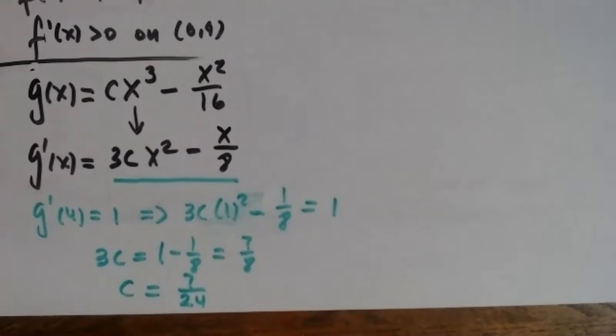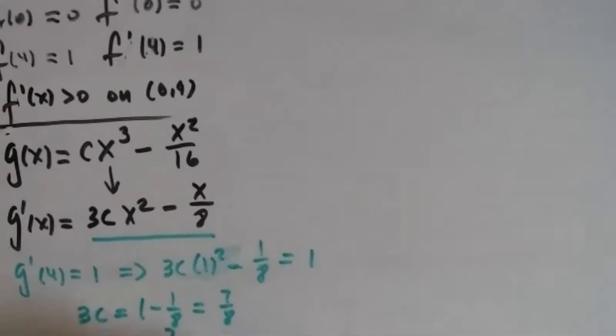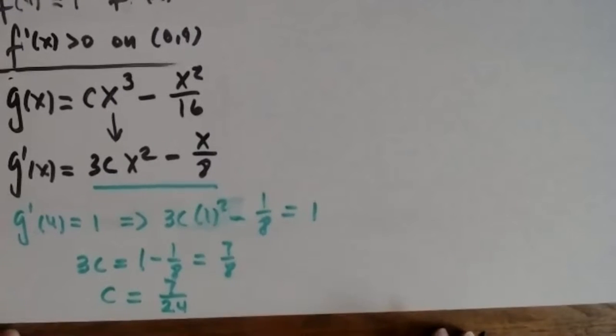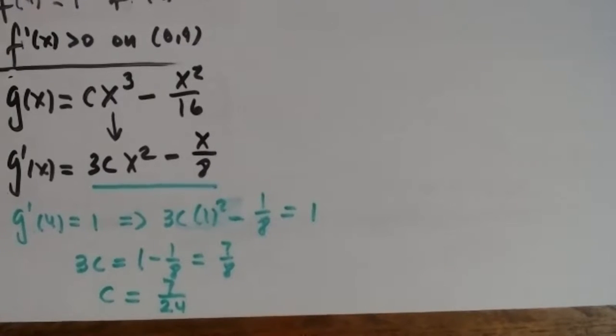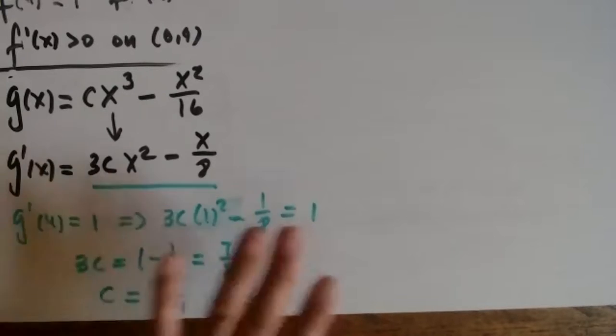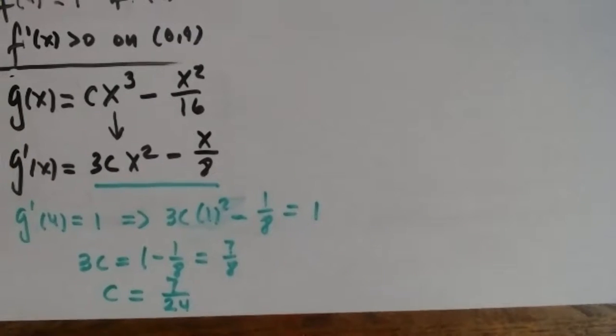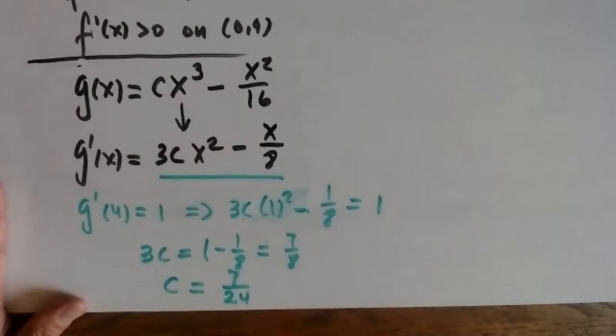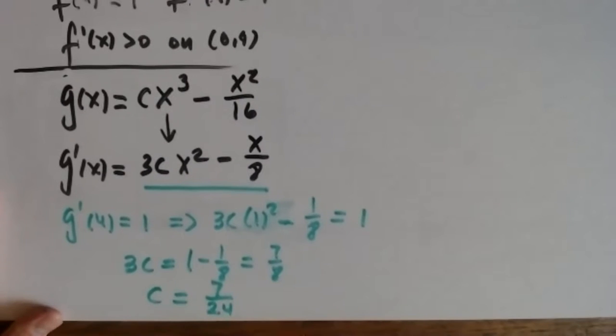Okay, looks cool. With this one, we force g prime of 4 to be 1, with c equal to 7 over 24. Okay, any question here? No? Pretty easy.